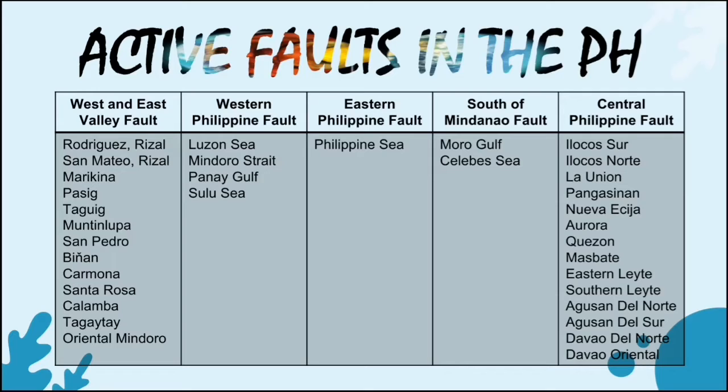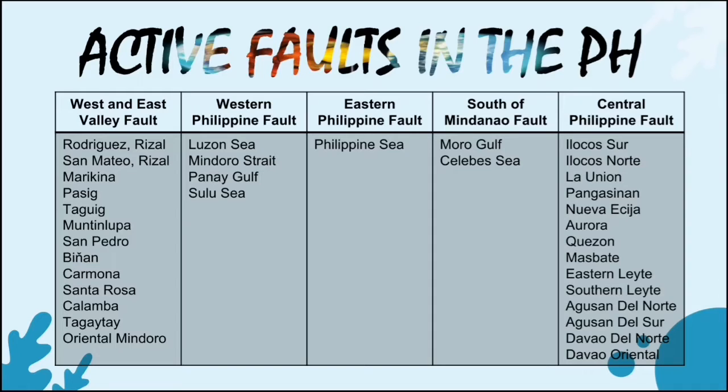So we have 5 major fault lines in the Philippines, and this includes what you can see in the table, particularly the West and East Valley Fault, Western Philippine Fault, Eastern Philippine Fault, South of Mindanao Fault, and even the Central Philippine Fault. If you look at the table, you can conclude that the West and East Valley Fault and the Central Philippine Fault are among those faults that exist in a lot of places. So we can conclude that it is wide and it covers a length of those places. Okay. So the 1990 Luzon earthquake, which affected Baguio City and the rest of central Luzon, was due to the Central Philippine Fault.